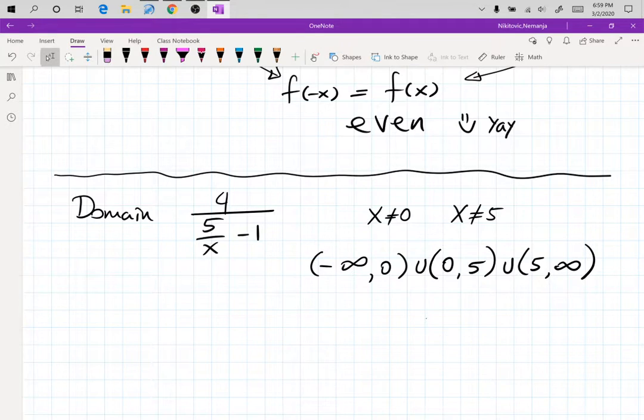So again, it was an analysis. You are never allowed to divide by 0. And because you are not allowed to divide by 0, you can't have x equal to 0, because 5 over 0 would be undefined and that will break everything. But you also can't have it be a 5, because 5 divided by 5 is 1. 1 minus 1 is 0. So you can't have 4 over 0 either. Yes?